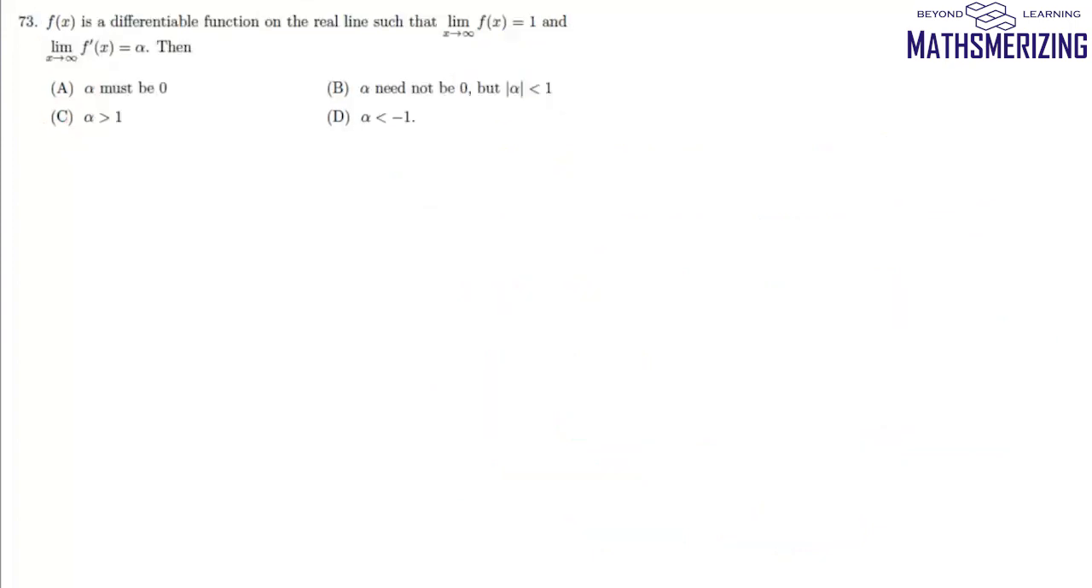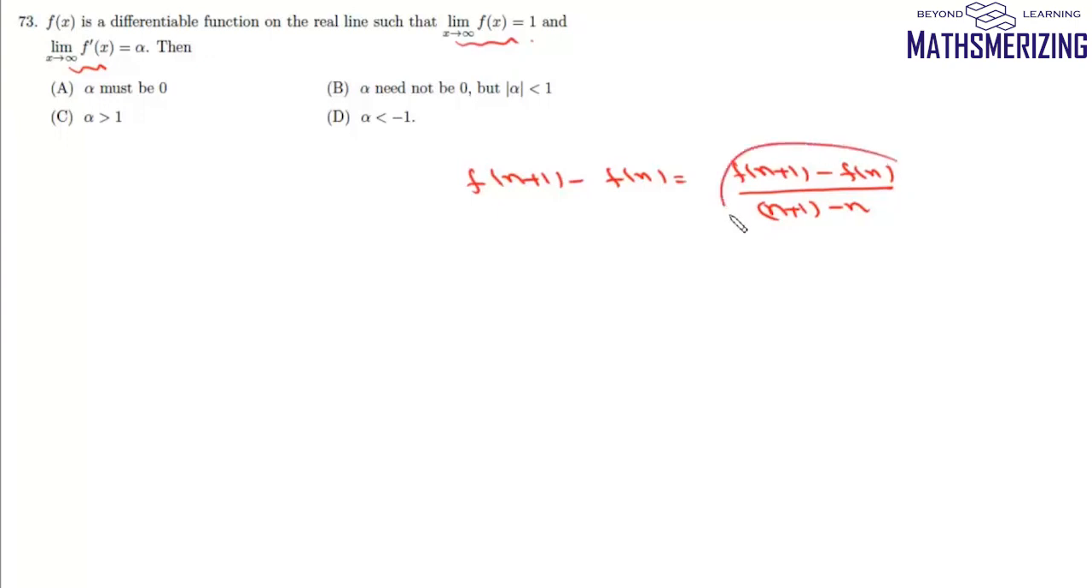Now question number 73 is, if a function f(x) is a differentiable function such that limit x tends to infinity f(x) is 1 and limit x tends to infinity f dash x is alpha, we need to find the value of alpha. Now what we'll do is, we can write f(n+1) minus f(n) as [f(n+1) minus f(n)] upon (n+1) minus n. Now this is nothing but the slope of this function at some point. This is equal to some f dash c where c belongs to (n, n+1) using Lagrange's mean value theorem.